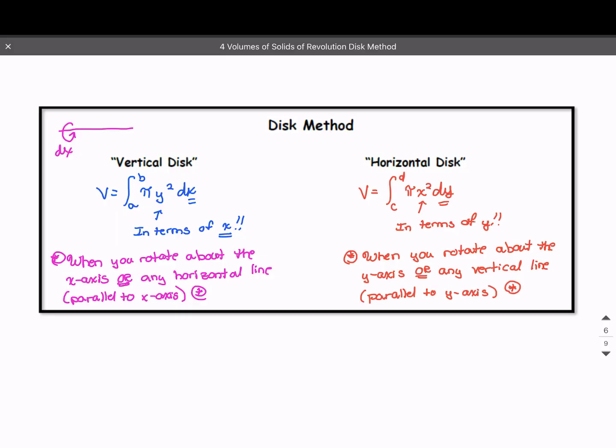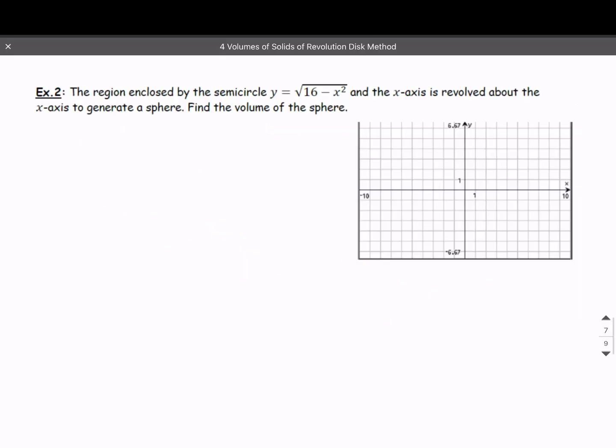So anytime you're rotating around a line that looks like this, that's when you're going to work in terms of y. Okay? Here's another problem. The region enclosed by the semicircle, the square root of 16 minus x squared, and the x-axis is revolved about the x-axis to generate a sphere. Find the volume of the sphere.